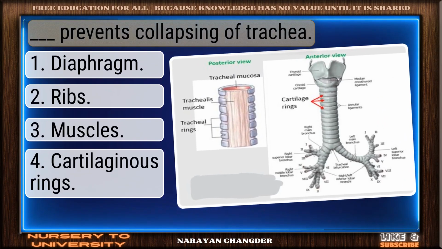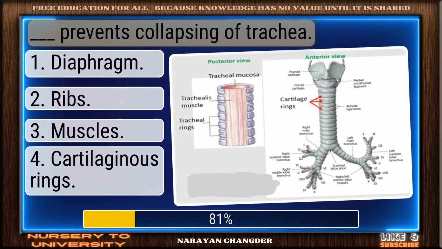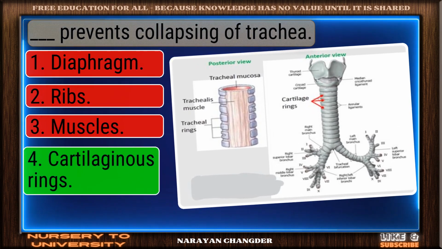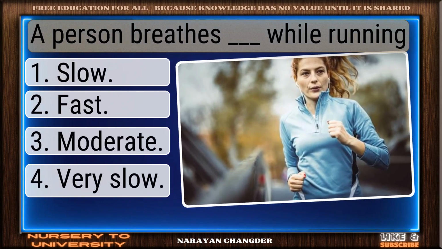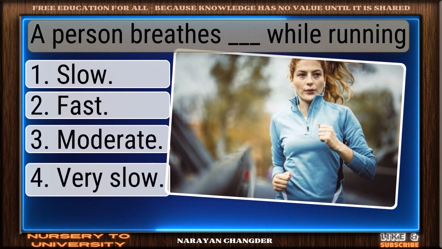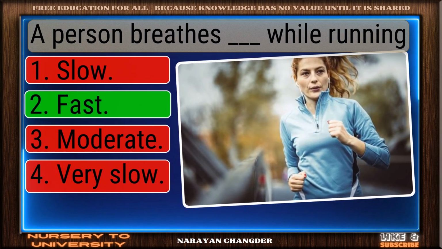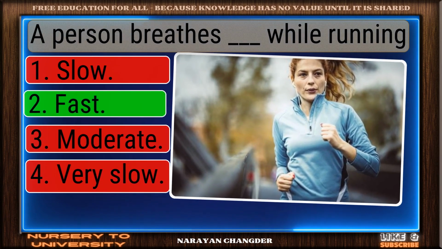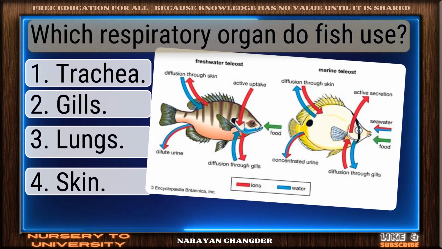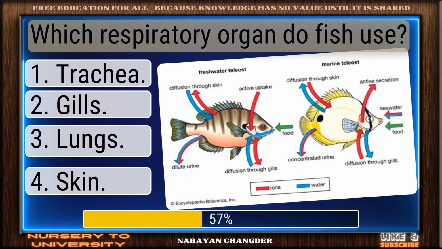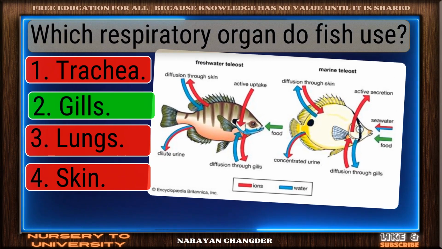Question number 168. Dash prevents collapsing of trachea. Valid point. Cartilaginous rings is true. Question number 169. A person breathes dash while running. Correct. Fast is the right answer. Question number 170. Which respiratory organ do fish use? Right choice. Gills is the best answer.